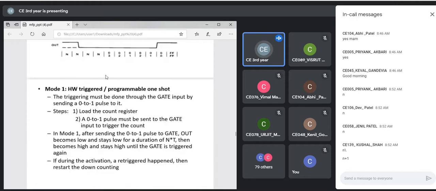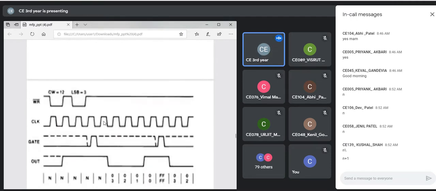So what is this mode? It is hardware trigger or programmable one shot. What is the difference between this and the previous one? Here the gate signal is low, then the gate signal is made high for some time. That means using this gate signal, you are triggering your counter to start countdown. Sometimes we need that, right? We don't want it to start down counting as soon as we load the count. No, we have loaded the count, and now some event will take place, then it should get triggered and start countdown. That type of thing is needed, right? So that is mode 1.